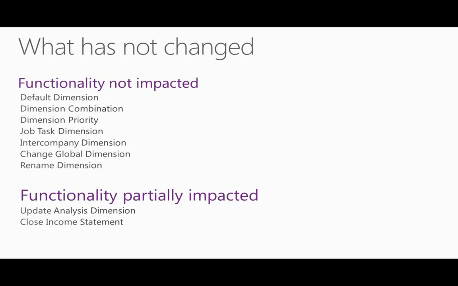Functionality partially changed. Update analysis view. The update analysis view is the functionality that allows the user to update the dimension analysis. The new dimension design does not impact this functionality. The only changes that we have are in the C/AL code to be able to use the new design structure.